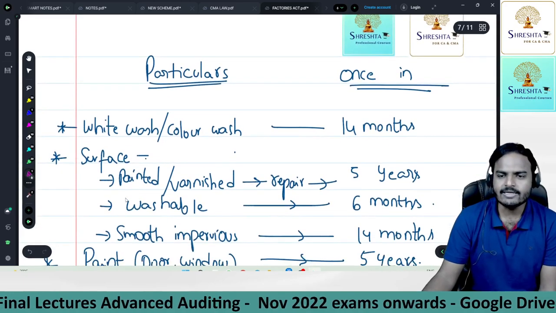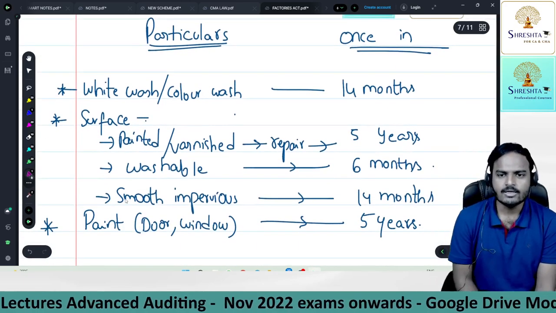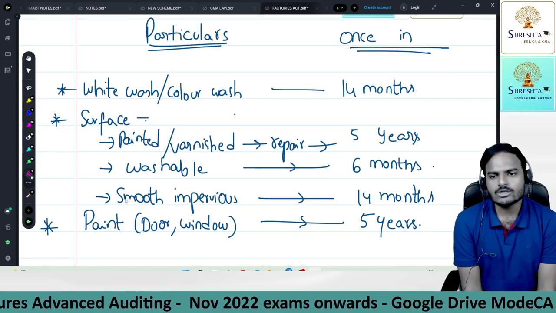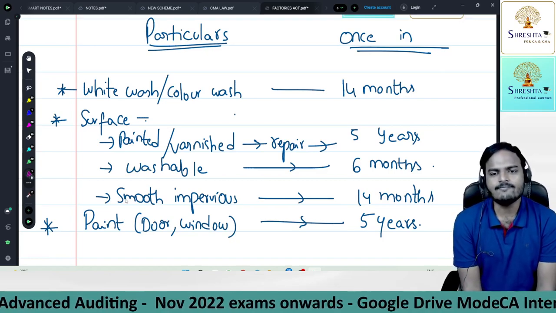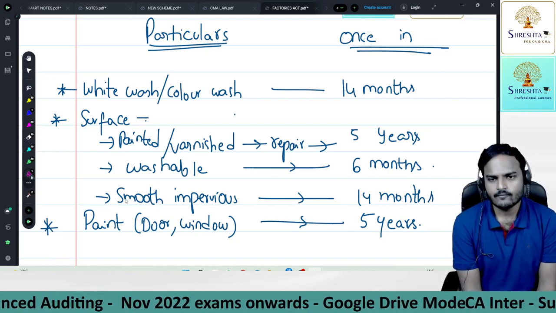So for cleanliness, we had a chart: every factory should be whitewashed or color washed once in 14 months.